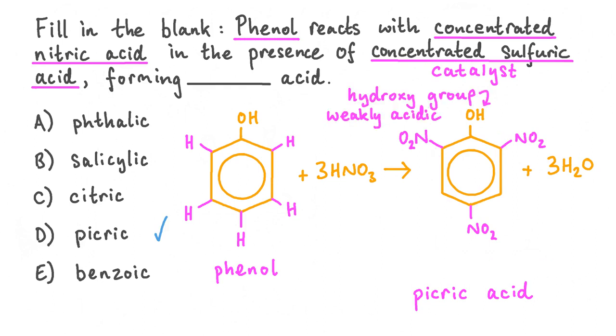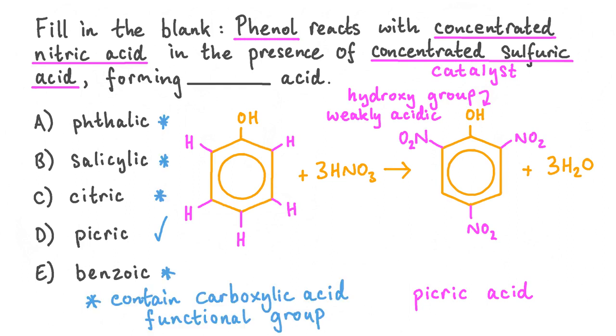Although picric acid does not contain an easily identifiable acidic group, we find that the hydroxy group in this molecule can release a proton. This does not happen to any great extent, so picric acid is a weakly acidic molecule. Phthalic acid, salicylic acid, citric acid and benzoic acid all contain carboxylic acid functional groups, which picric acid does not. So picric is the correct answer.